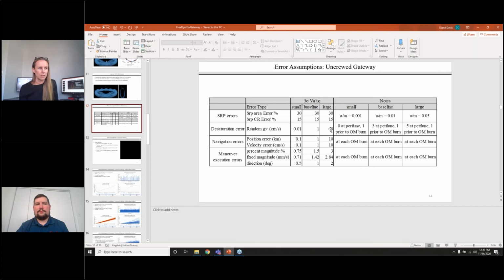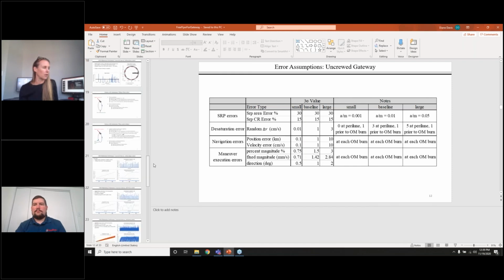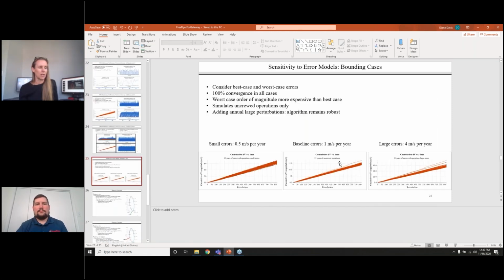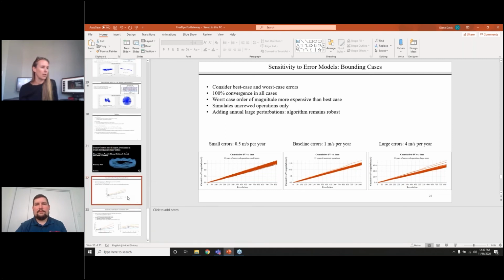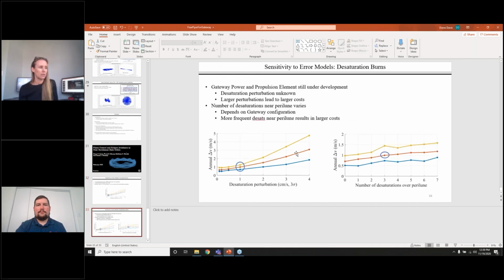With a large delta V due to each desat, you've got desaturation errors of 10 centimeters per second apiece and large execution errors. And so basically, if you've got your baseline errors here, that gives us our 1 meter per second annually. If you have all the small errors, you get the low cost. If you have all the big errors, you get the large cost. So that's the difference. And really, what's driving it is the nav errors. You can see kind of a linear behavior in annual delta V versus your nav errors. And also the desats. So if your desat perturbation grows, then your delta V grows. And if the number of desats grows, then your annual delta V grows as well.